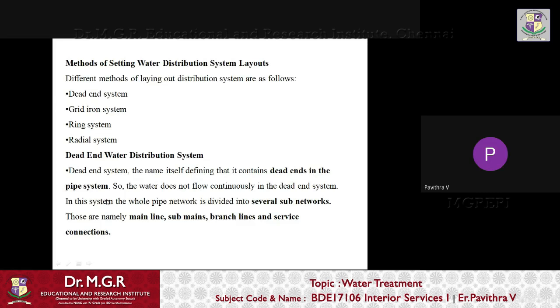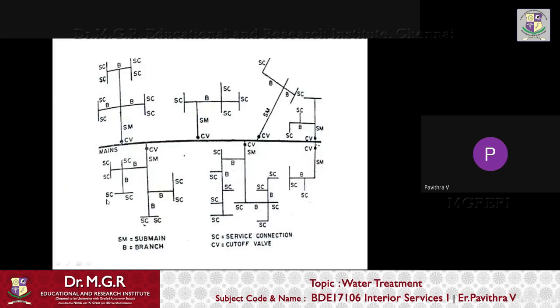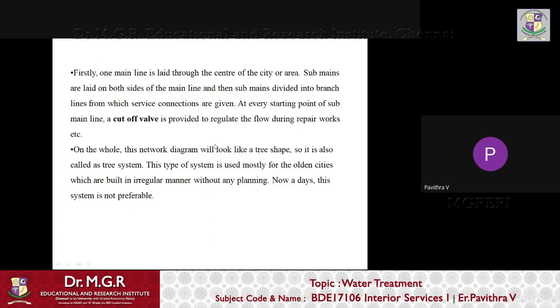So I will show the diagram and then I will explain you once again. So this is the main line that has been laid in the center of the city. So, firstly, one main line is laid through the center of the city or the area. Submains are laid on both the sides of the main line, and then submains are divided into branch lines from which the service connections are given.